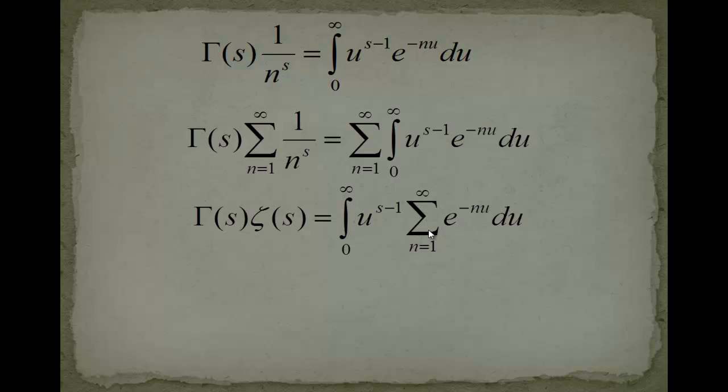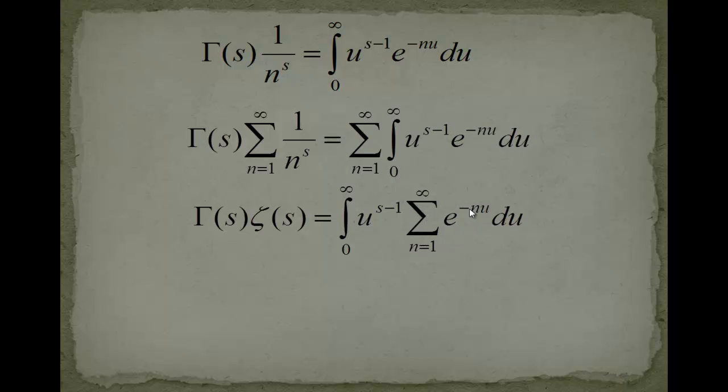And now look at this. What is this? If you would write it out, it would look like e to the minus u plus e to the minus u squared plus e to the minus u cubed, and so forth. If we call e to the minus u a, then we have a plus a squared plus a cubed plus a to the fourth, and so forth. Actually, this is the geometric sum.